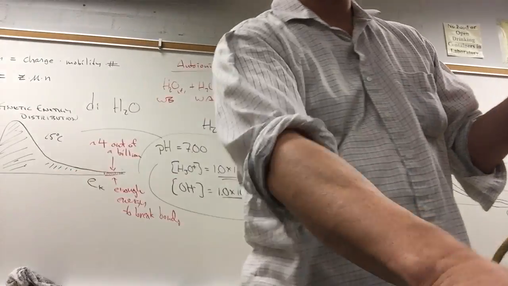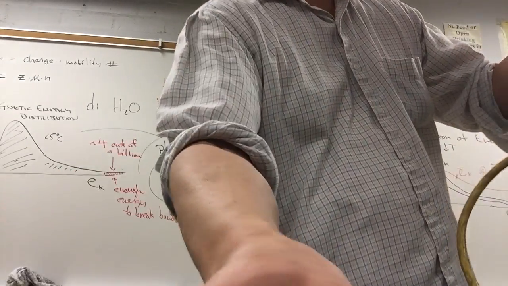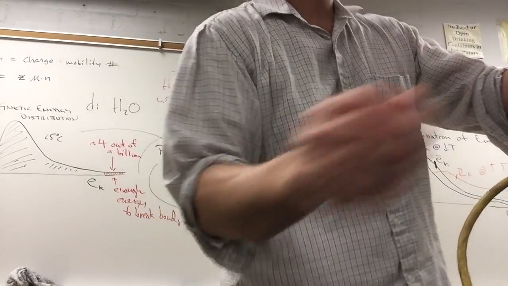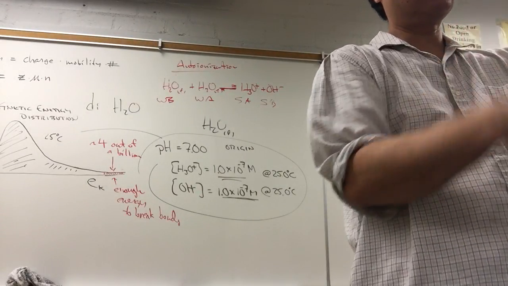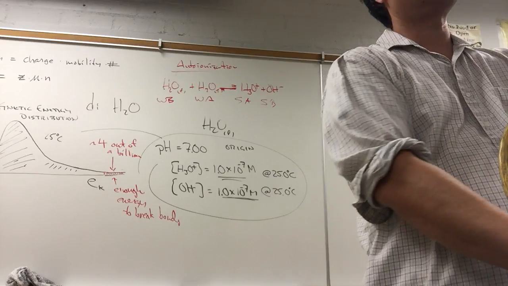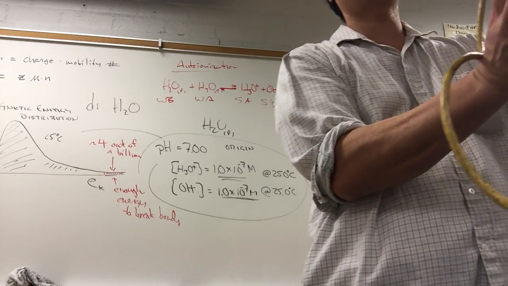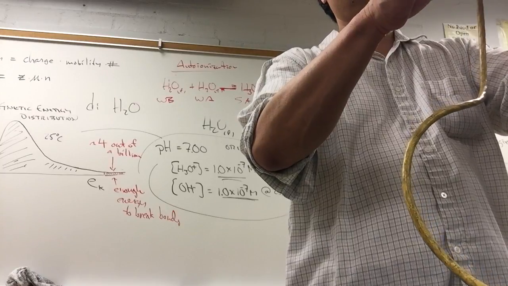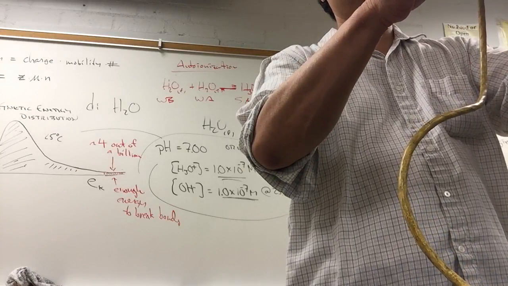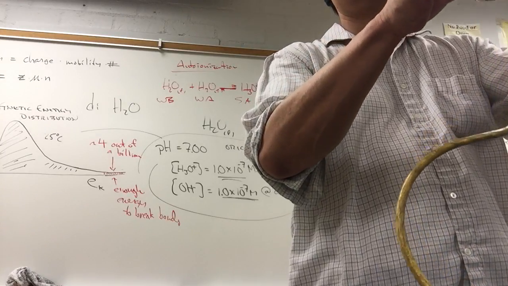So we can test this. So right now this is not going to conduct because there's nothing connecting these two electrodes. I need a piece of wire or something to connect them. But now I'm going to use some water to connect the circuit. And let's see how it conducts. So hopefully I get electrocuted.